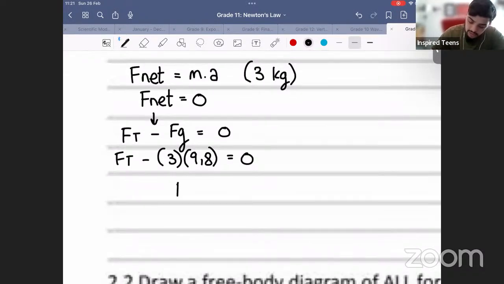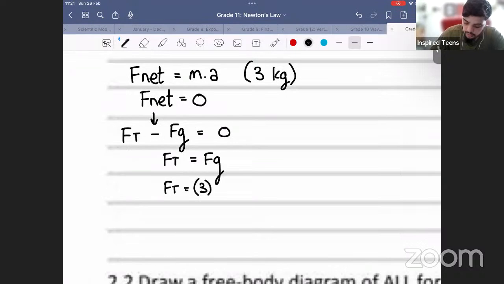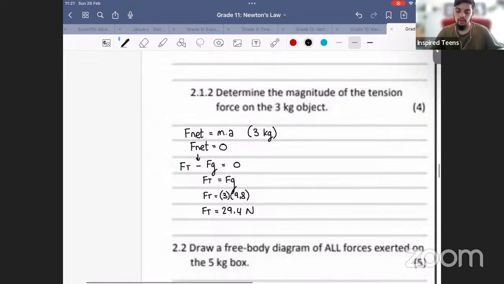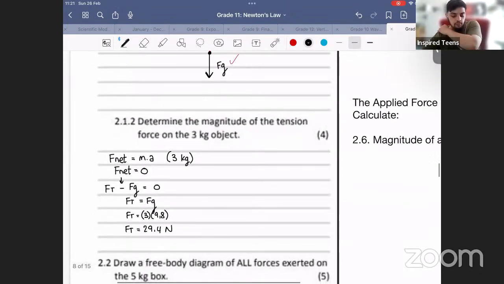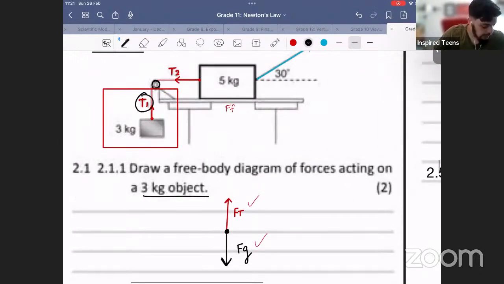When you take it to the other side, you will notice that Ft, when I take Fg over, it becomes positive, is equal to Fg. So Ft is equal to 3 times 9,8, which is 29,4 newtons. So that's how we calculate the magnitude of tension force on the 3 kg object. They didn't ask for direction, so we don't have to say up. So we've calculated T1 as 29,4.